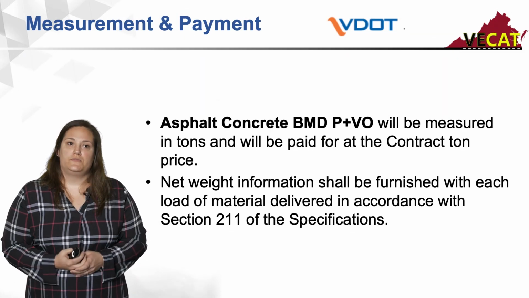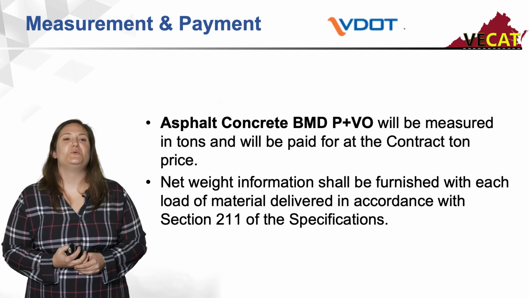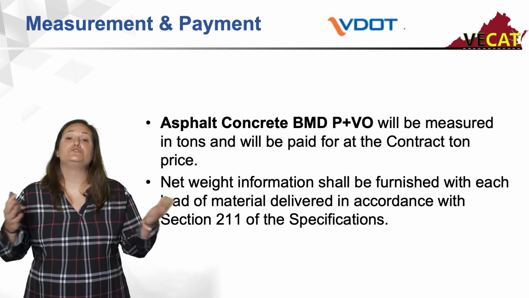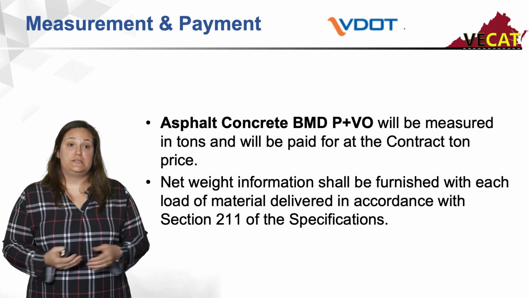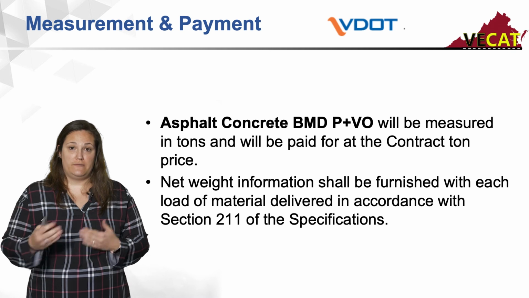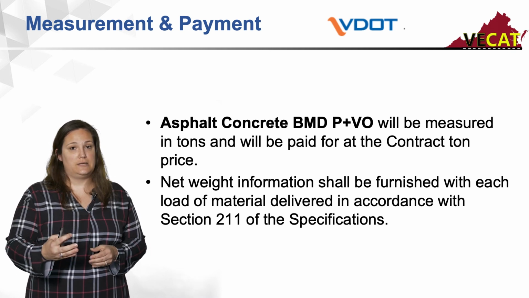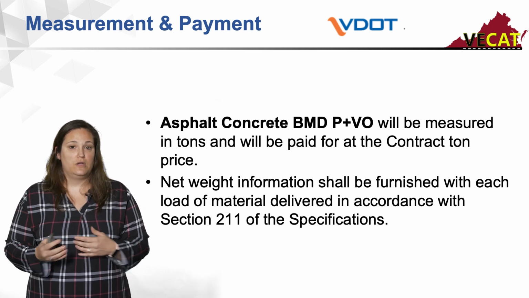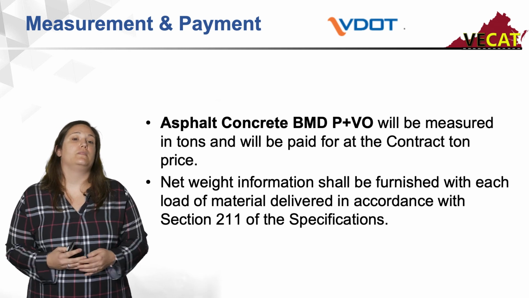So our asphalt concrete BMD P+V optimized will be measured by tons and paid for to the contractor at the contract tonnage price. Your weigh sheets still need to be furnished for each load and delivered in accordance to 211, your TL127s. So make sure you get that done. Talk to your inspection staff or at your pre-construction meetings to know when and how they want those delivered.